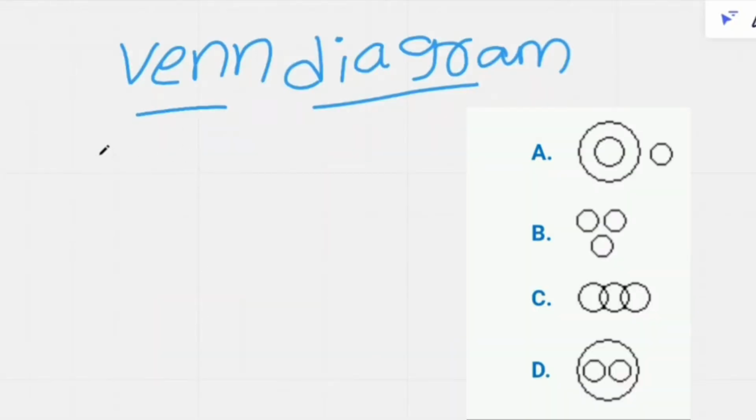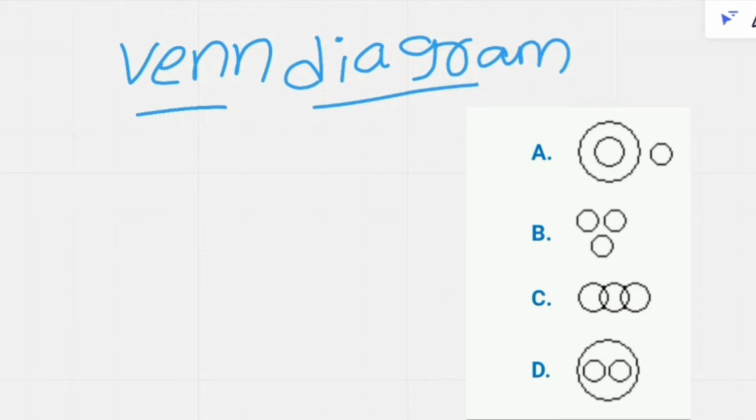Hi friends, in this session we are going to discuss Venn diagrams and how they are useful for us. Venn diagrams are very helpful in understanding things in an easier way. For example, if we have lots of data, we can understand it more easily with these diagrams. Venn diagrams are useful in many competitive exams. They will be asking questions directly or indirectly.